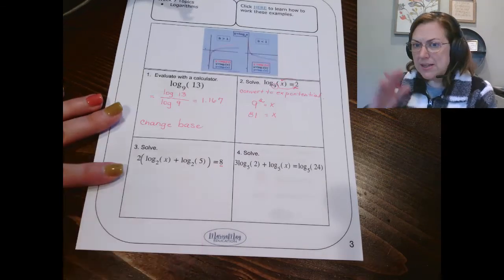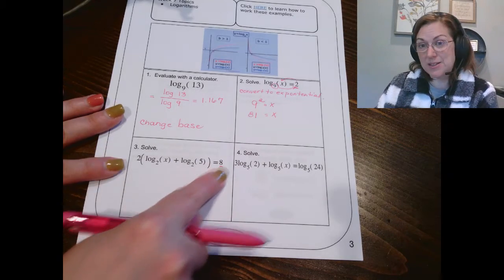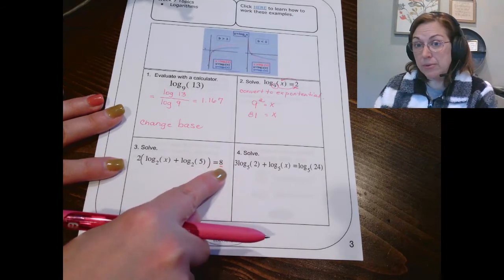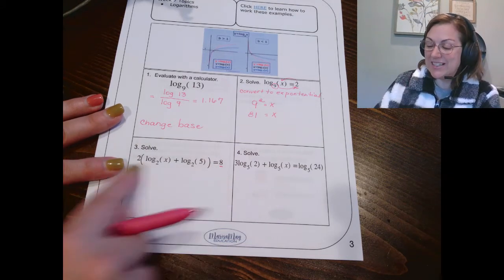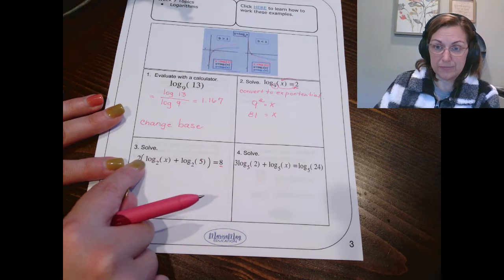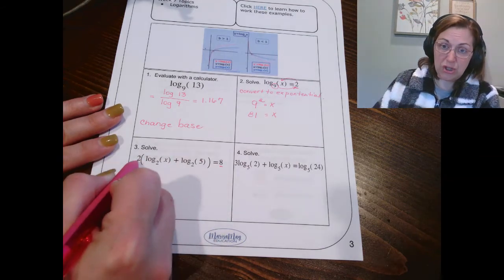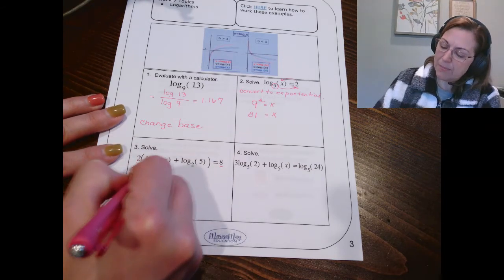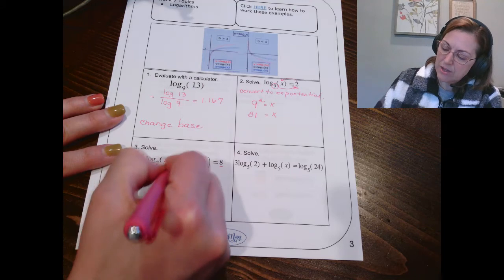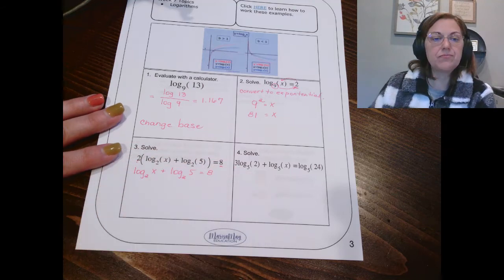Now let's look at problem number 3, because I'm going to use a similar tactic. The reason I use a similar tactic is because there's a single number that doesn't have a logarithm with it. But what I have to do is condense this down first. So I've got to get rid of this 2 here. I'm going to divide both sides by 2 so that I get log base 2 of x plus log base 2 of 5 equals 8.